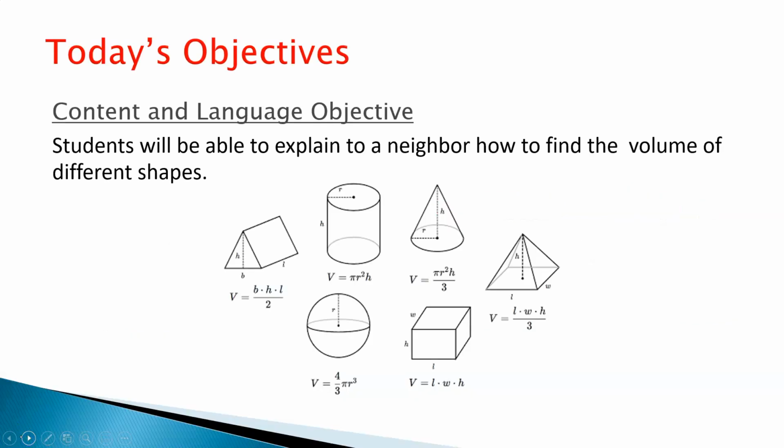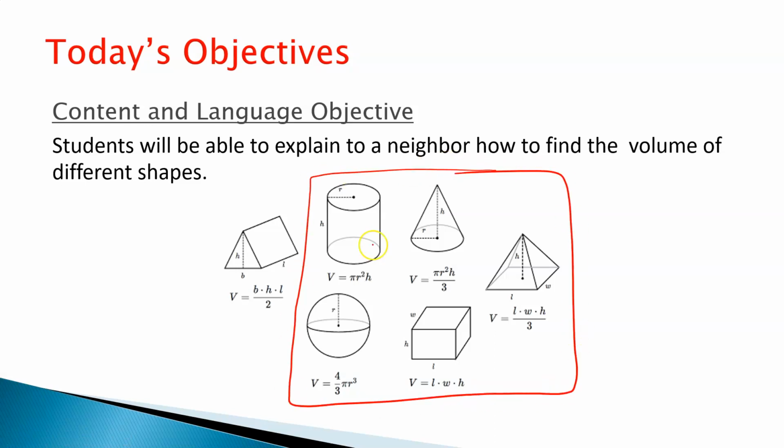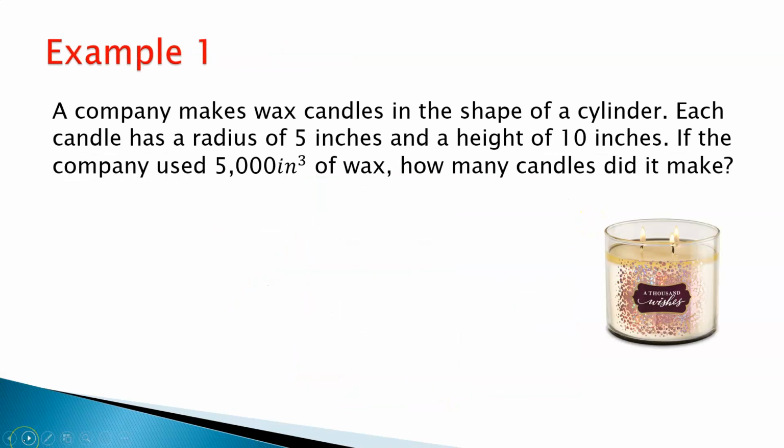So by this point, we've pretty much covered all of these here: cylinder, cone, pyramid, rectangular prism or a cube, and then of course a sphere. We're not actually going to get a chance to talk about a triangular prism. All right, so we're going to be focusing on these 5 over here on the right today. Example number 1, let's just go ahead and jump into it.